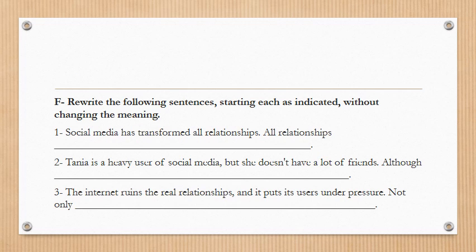Rewrite the following sentences starting each as indicated without changing the meaning. Social media has transformed all relationships. I want you to begin with all relationships. Of course this is active to passive. All relationships have been transformed. Here it's present perfect, so I need have or has plus been. All relationships have been transformed by social media. Okay, changing from active to passive.